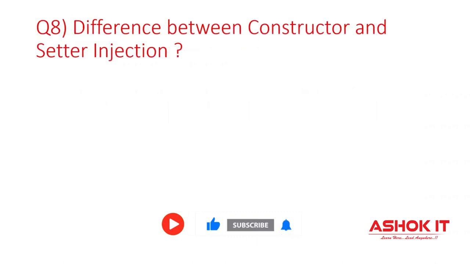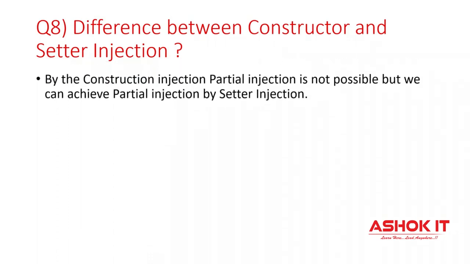Question number 8. The difference between constructor and setter injection. It is also one of the mostly asked interview questions. If a class has 4 variables and there is a constructor for those variables, then at the time of creating the object, we need to pass all the variables. But setter is not like that. You can set only 2 variables and ignore the rest. That is called partial injection. In constructor injection, you must mention all the properties or at least their null values. So no partial injection is possible in constructor, but with setter it is.